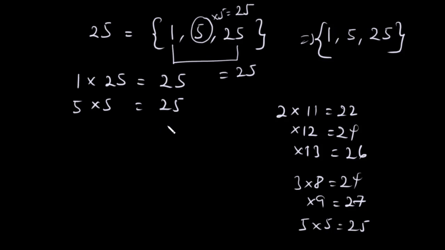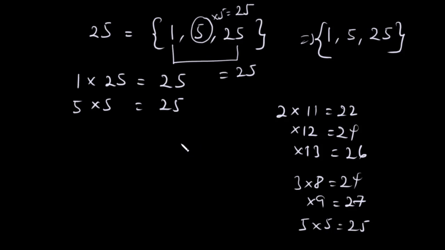I forgot to mention this, but in the case where we have the same number multiplying itself to give a product, then you need to write only one of the numbers here. So let's say in this case we have 5 multiplying 5 to give 25. However, writing the complete set of factors for 25, we are just going to write only one 5. So when you have something like this, it means that 5 times itself is equal to 25. I hope you get it.